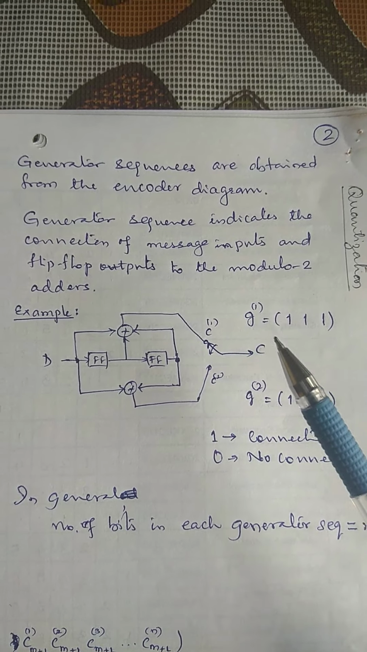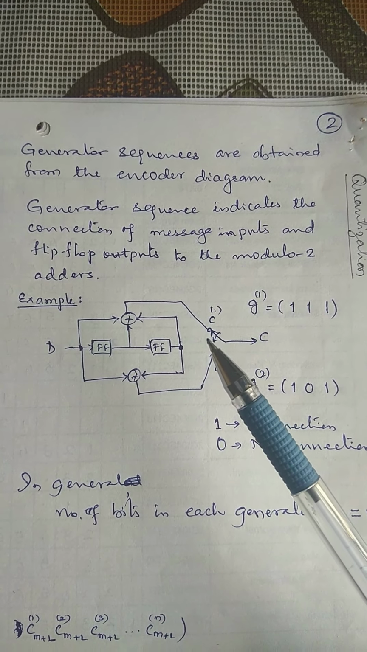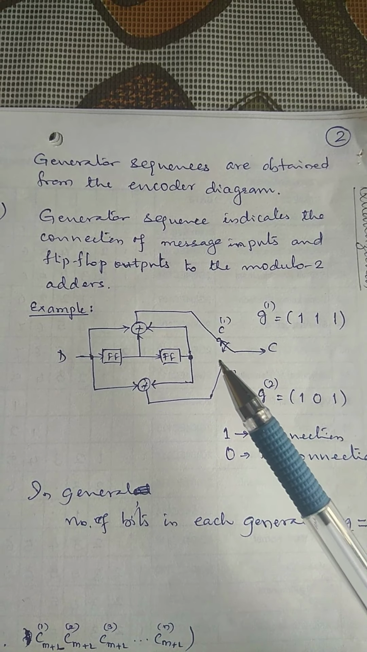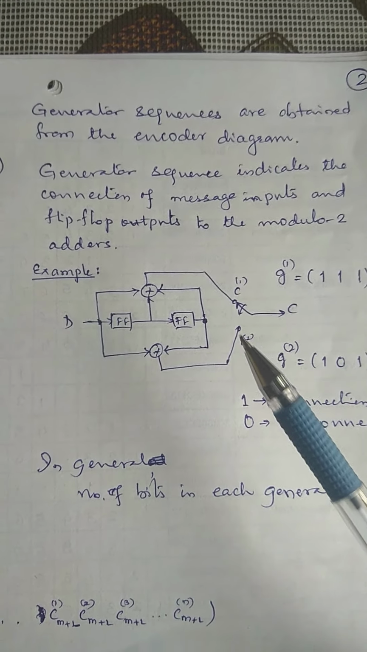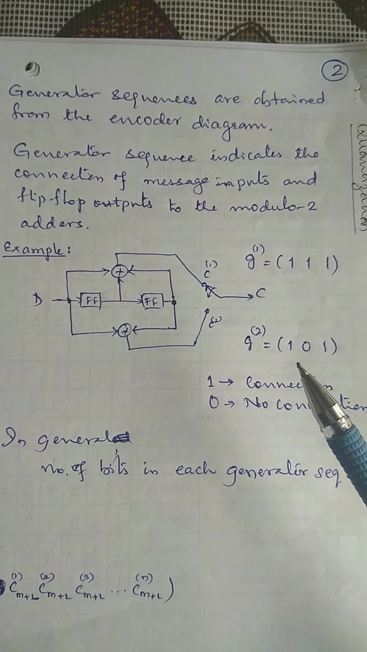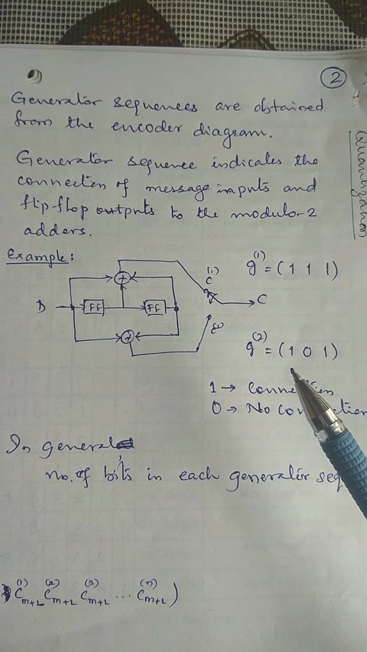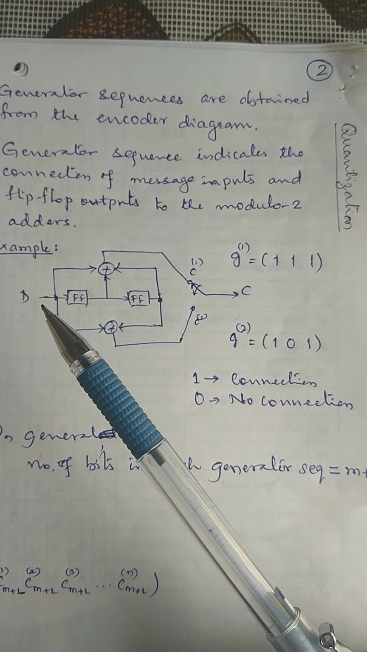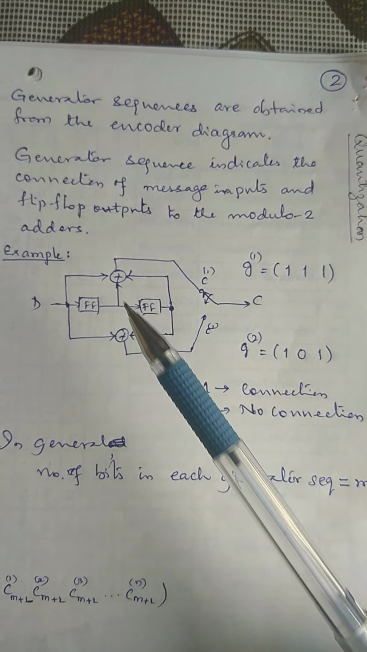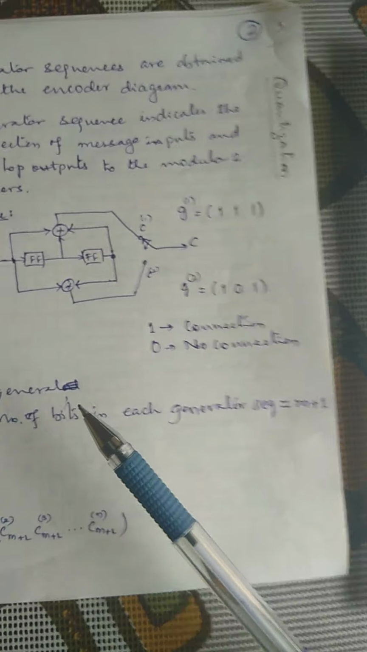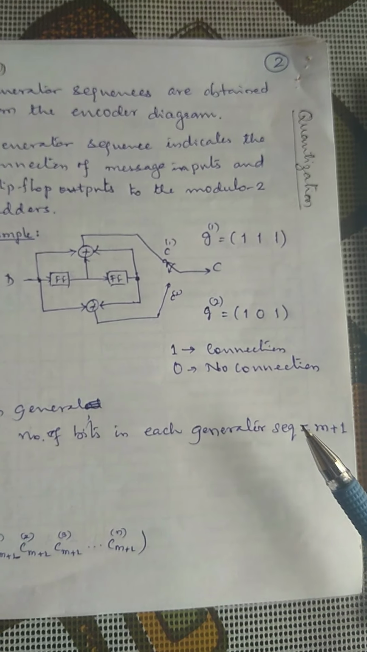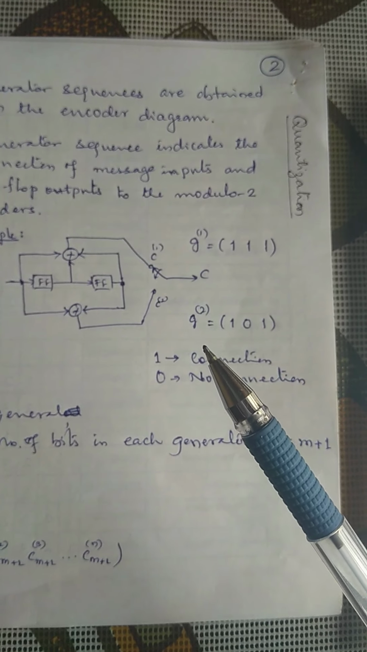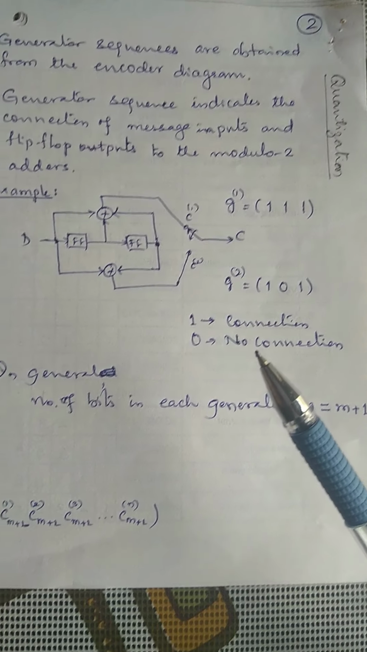Likewise, generator sequences are generated for every bit of the convolution code. The generator sequences indicate the connection and no connection of the input and the flip-flop outputs to the modulo 2 adder. In general, the generator sequence will have m plus 1 bits, and the number of generator sequences will be equal to n.